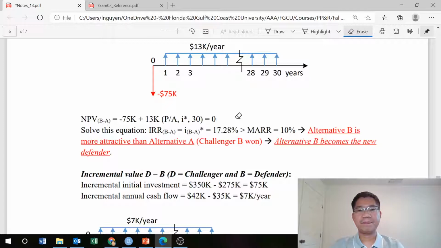17.28% per year. What does that mean? If I move from A to B, I put an extra 75,000. It's justifiable because my return on that money is more than 17%. My minimum attractive rate of return is 10%, so it means that it's justifiable. It's good to put more money, jump from A to B. It means that when you find the incremental IRR is greater than MARR, then you better go with the more expensive alternative. In this case, B is more attractive than A.